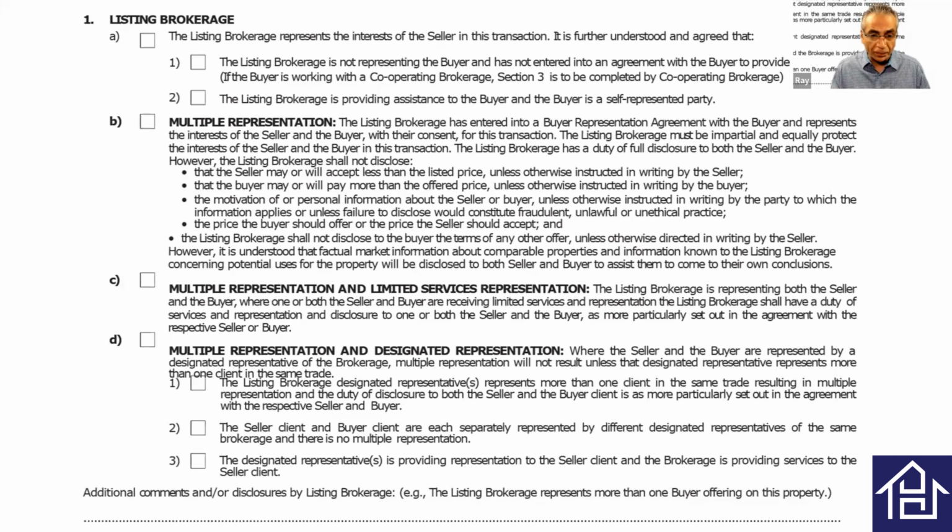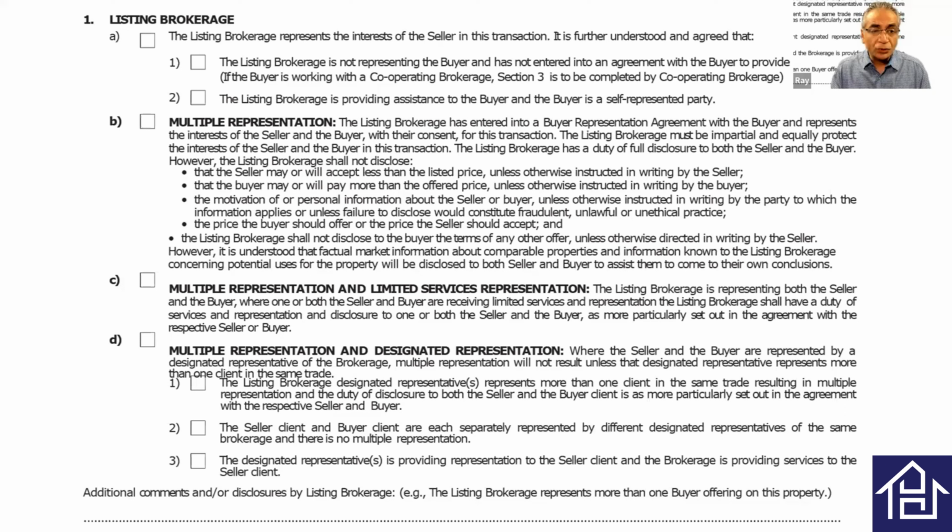because now we have 2 types of representation. We have a listing brokerage representation, and also we have the designated representation, which is just the salesperson representing the client. If the brokerage has an agreement with both buyer and seller, then 1B has to be selected. Okay? Now let's assume that the clients don't have a relationship directly with the brokerage, and they either have a limited service representation with the brokerage, or they have a designated representation.